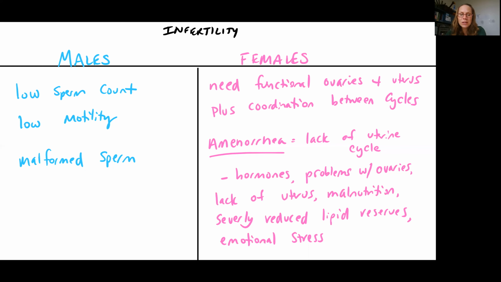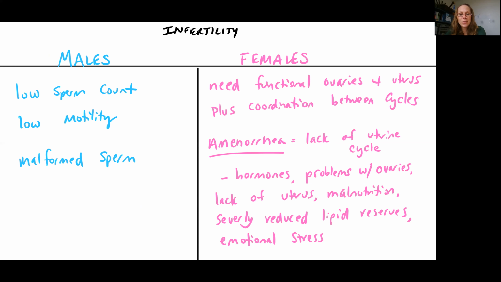In females, it is, of course, more complicated because she needs to have functional ovaries as well as a functional uterus. She needs to have fully functional ovarian and uterine cycles that are coordinated together. So any factors that might interfere with this, either the ovaries, the uterus, or those hormone cycles, can cause infertility. Amenorrhea is the term that's used when a female is lacking a uterine or menstrual cycle. And this can either be a primary cause, so maybe damage to the ovaries, or maybe she's lacking a uterus or having significant hormone malfunctions.